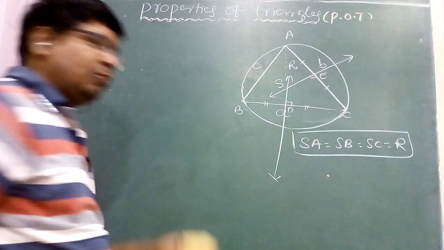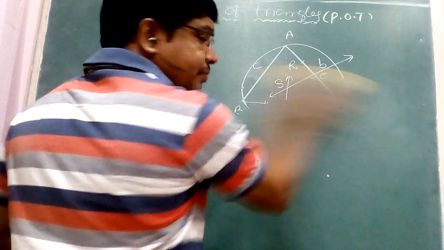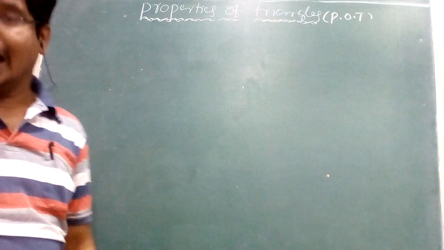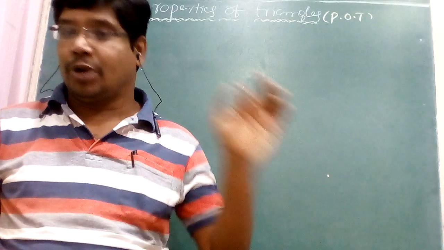This is also most important. And one more point to use: the angle in a semicircle is 90 degrees. Angles in the same segment are also equal. That property is also used in problems.